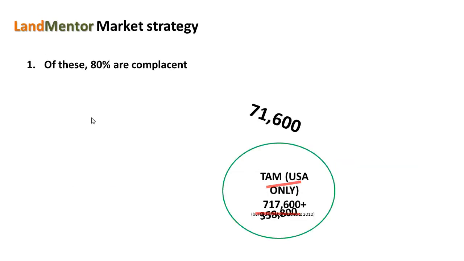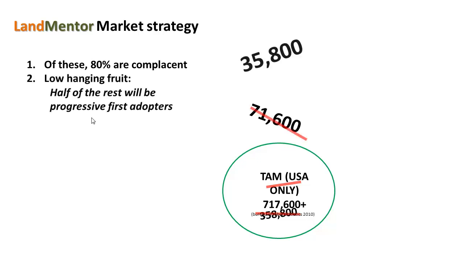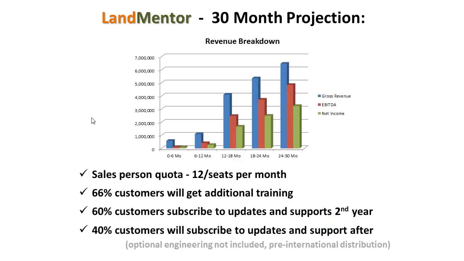We have to go to the market. About 80% of the market is going to be complacent, the consultants. They're not going to want this system. They're going to wait until they are forced to, from losing work. The low-hanging fruit is going to be the first adopters. We figure that's about 35,800 total customers. To get that, we'll need to hire salesmen. They have a 12 seats per month quota. We figure about 66% will get additional training.